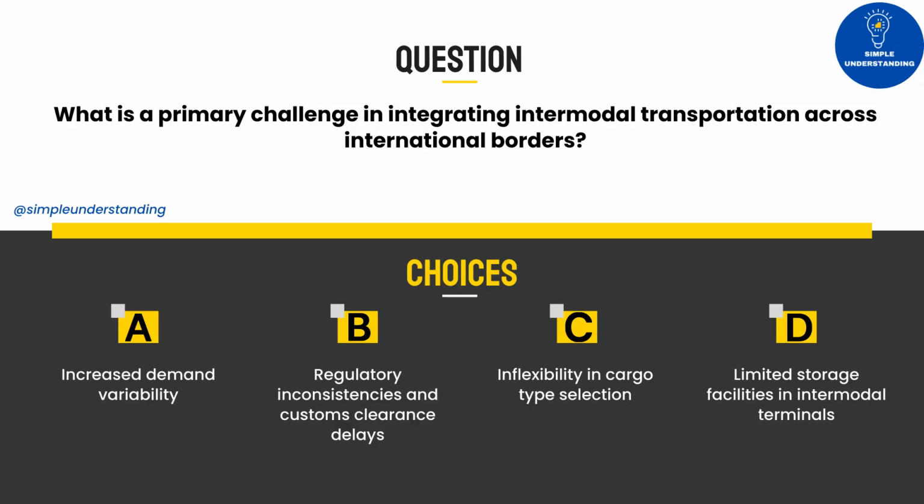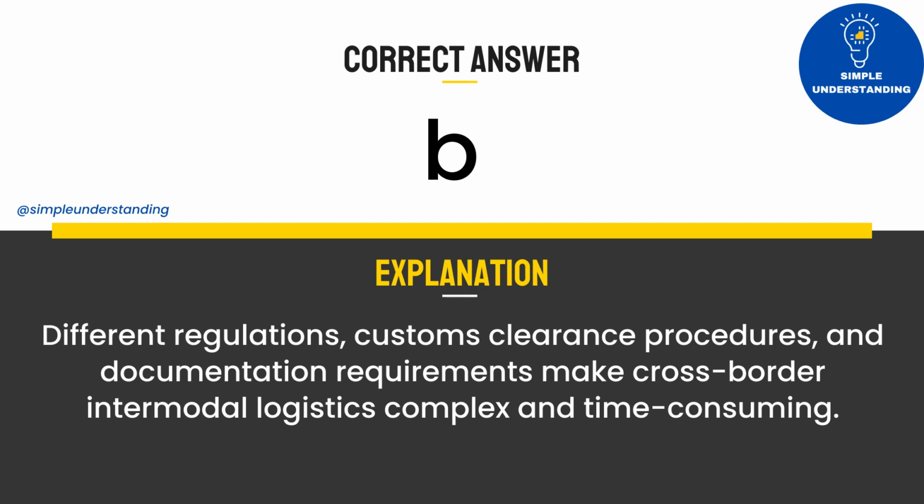transport. 7. What is a primary challenge in integrating intermodal transportation across international borders? A. Increased demand variability. B. Regulatory inconsistencies and customs clearance delays. C. Inflexibility in cargo type selection. D. Limited storage facilities in intermodal terminals. Correct answer, B. Explanation. Different regulations, customs clearance procedures, and documentation requirements make cross-border intermodal logistics complex and time-consuming.